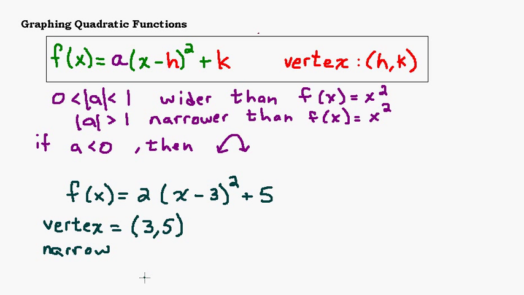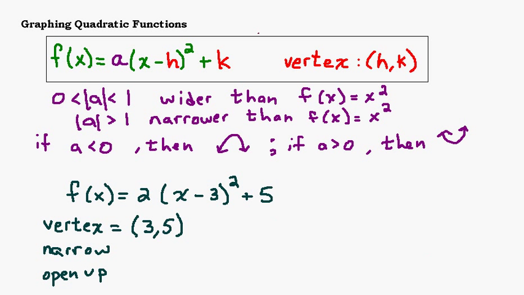And is it going to open up or is it going to open down? Well, if the a value is negative, it opens down. If the a value is positive, it opens up. I guess I could put that in there as well. If the a value is positive, then the parabola opens up. So our a value is a positive 2, so therefore it's going to open up.